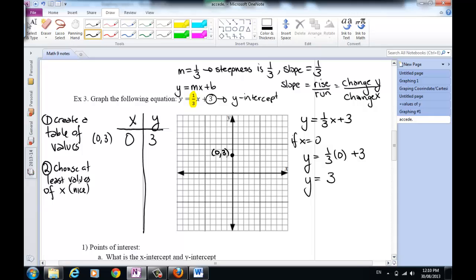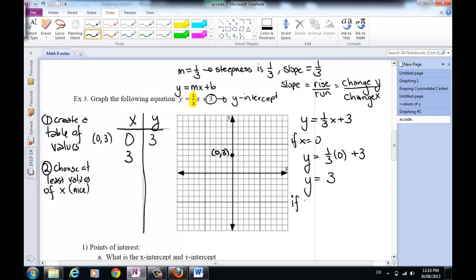Alright, let's choose another one. Now, x is being multiplied by 1/3. Okay, we don't want fractions because our graph doesn't have fractions in it. It has whole numbers. So I want to make 1/3 times something equal a whole number. So we need to multiply by some sort of multiple of 3. Well, let's just take 3.